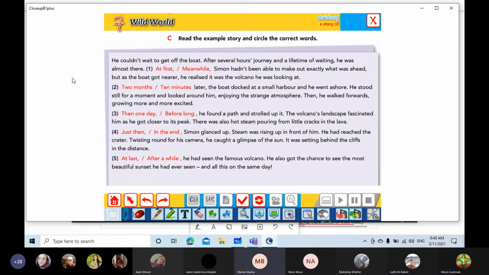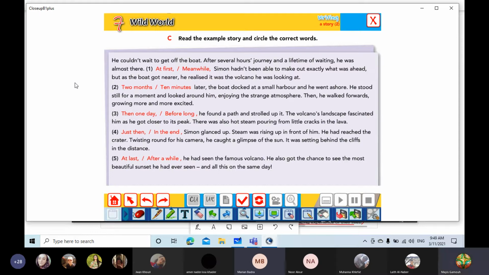He couldn't wait to get off the boat. After several hours' journey and a lifetime of waiting, he was almost there. Okay, continue. Yes. At first, Simon hadn't been able to make out exactly what was ahead, but as the boat got nearer, he realized it was a volcano he was looking at.